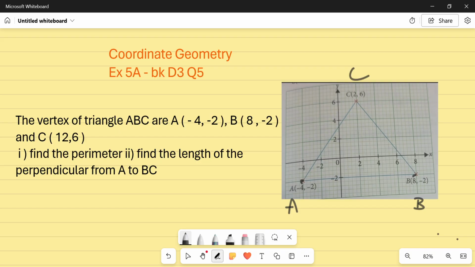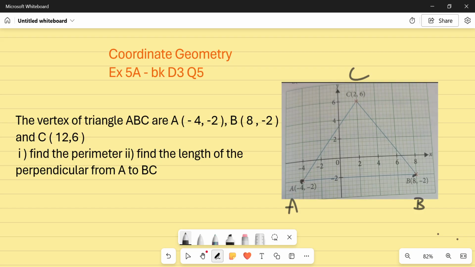Their coordinates are given to you. A is (-4, -2), B is (8, -2), and C is (12, 6). What we need to do is find the perimeter, which means the sum of all these three sides. But we don't know the lengths of these line segments, from A to B, B to C, and C to A. So first of all, we need to find the lengths.